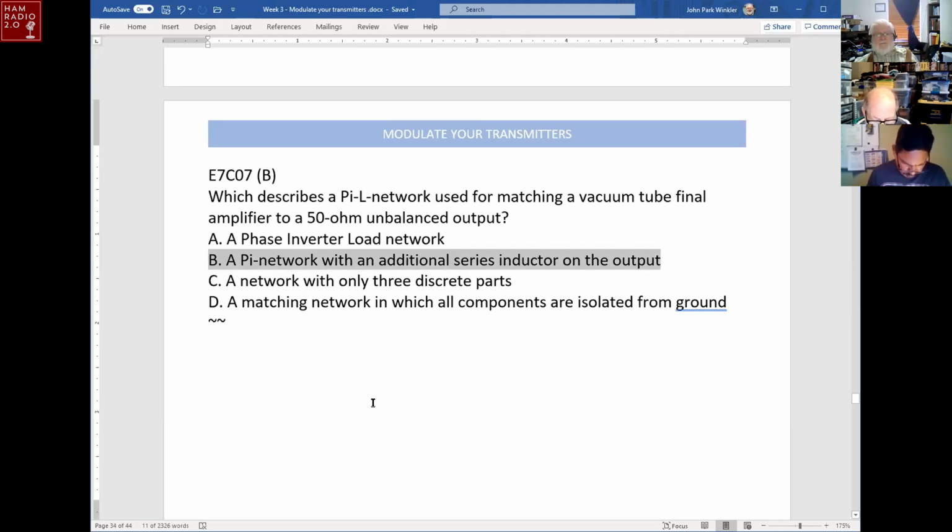And I don't know what the phase inverter load network is. That's a bunch of gobbledygook. It's got 4 components. The pi network has 2 capacitors and an inductor, and then the series inductor after that. So the C is clearly not the answer. And the pi network is not going to have all components isolated from ground because the capacitors are grounded on one side. So B is the answer.